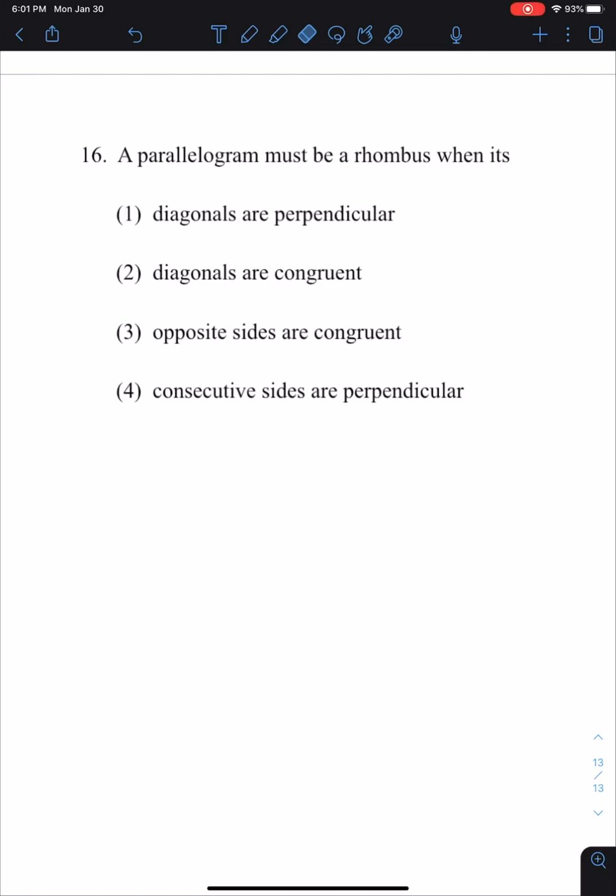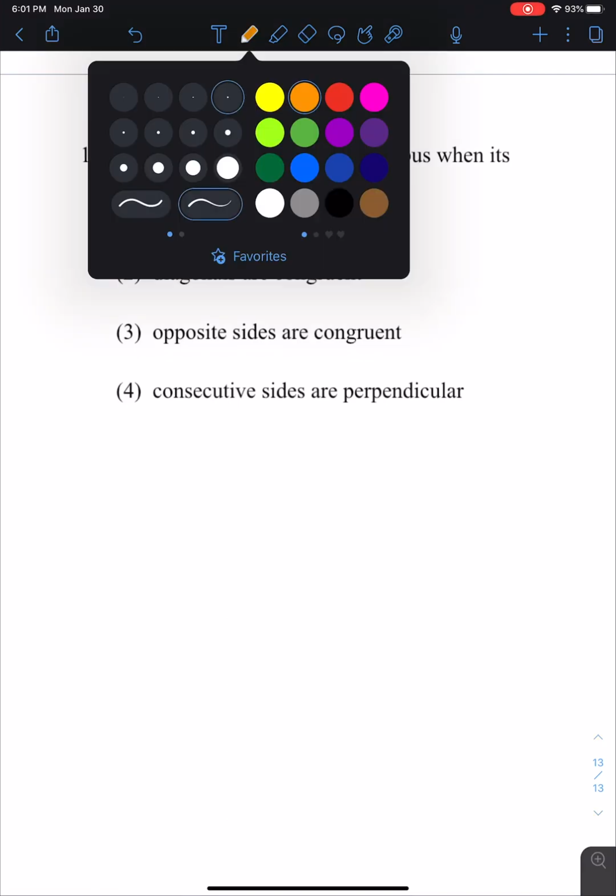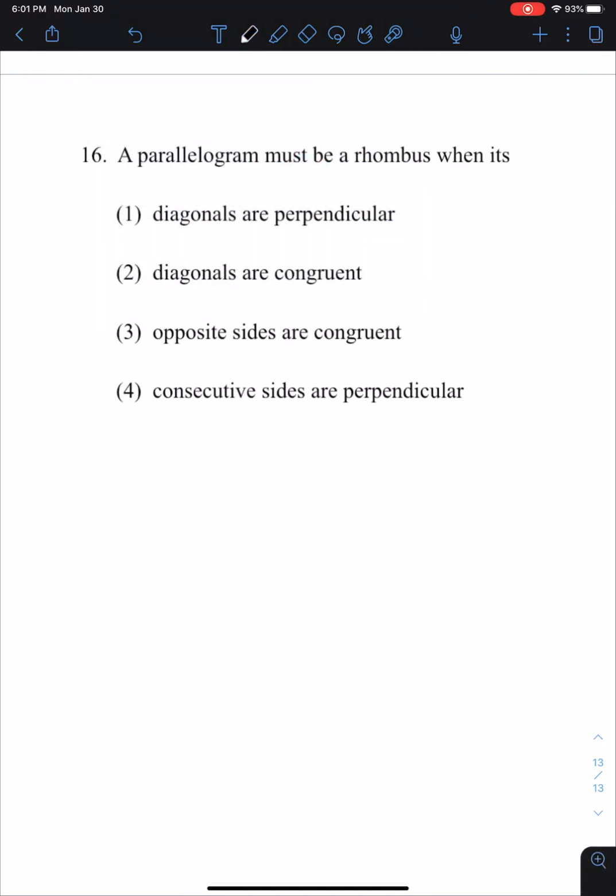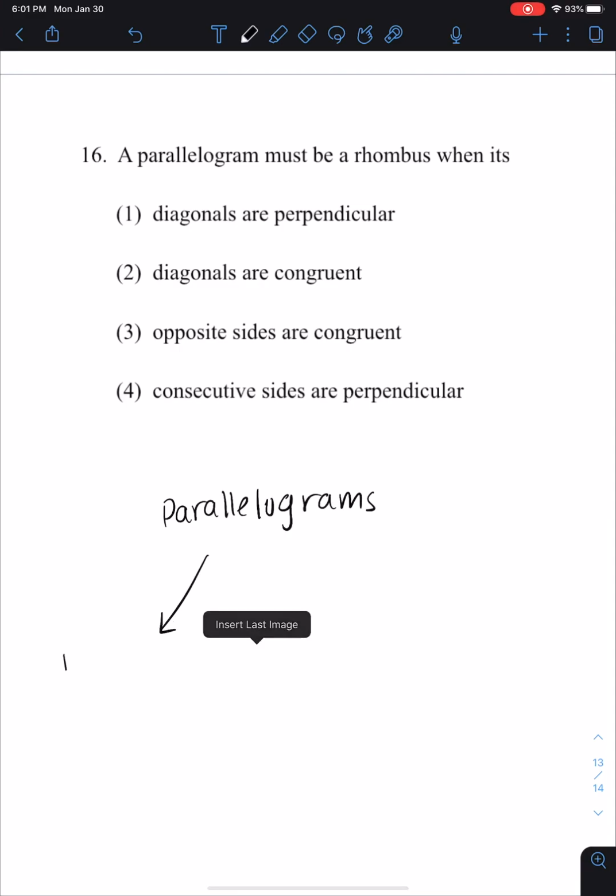A parallelogram must be a rhombus when it's... so we're looking for a property that is specifically true of rhombuses. So if we think back to our quadrilateral chart that talks about parallelograms, we know that we have three special types of parallelograms. We have rectangles and we have rhombuses.